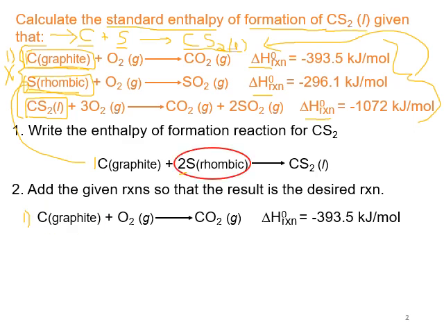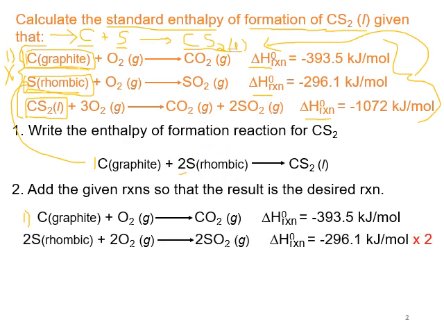All right, now we have to look at our rhombic sulfur. Notice the rhombic sulfur is up here in reaction number 2. It is a reactant. It is a reactant here also, but we had to multiply this whole reaction by 2, as well as its enthalpy, to make sure that when we add our reactions up we end up with our target.